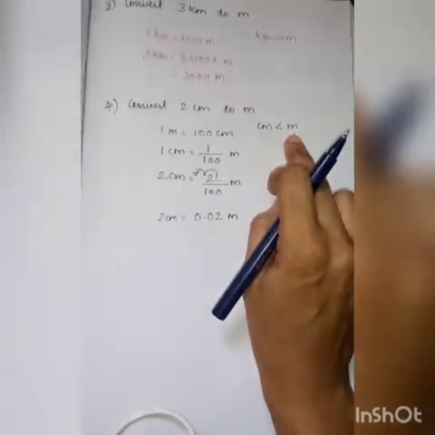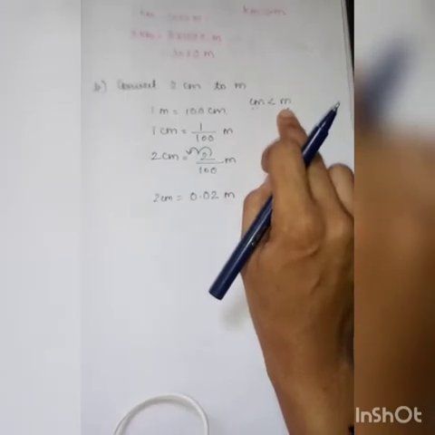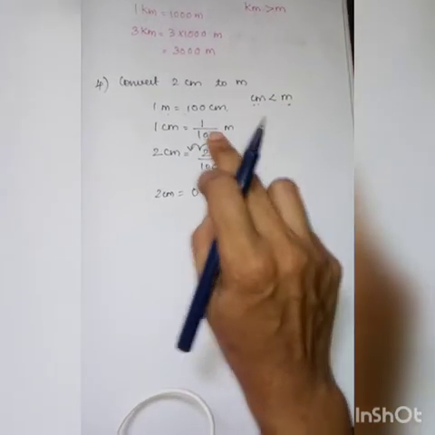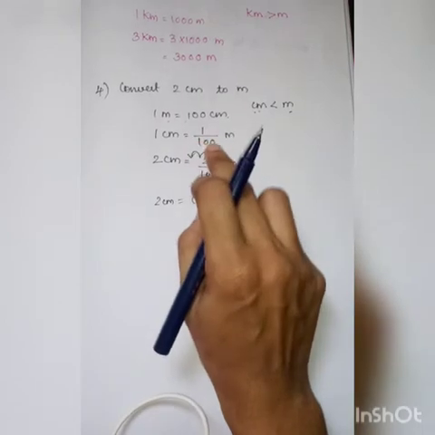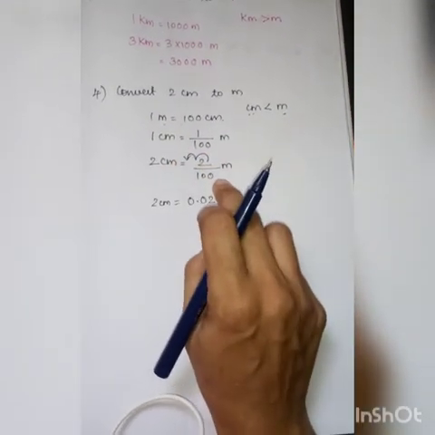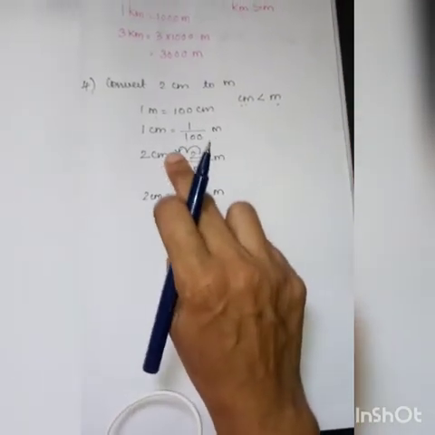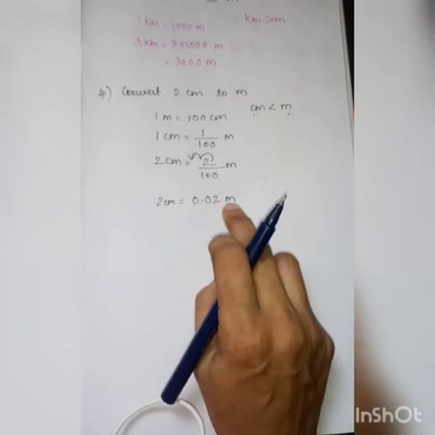Centimeter to meter is a smaller to bigger transformation, which means you will divide it. So 1 centimeter is equal to 1 divided by 100 meter. So 2 centimeter is equal to 2 divided by 100 meter. Then 2 digits you are going to shift, 0.02 meter.